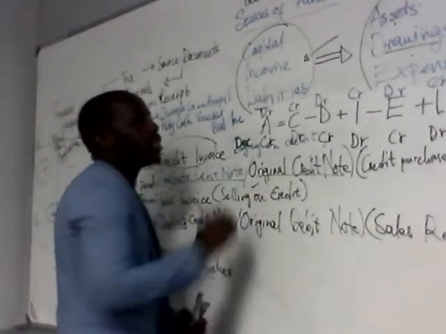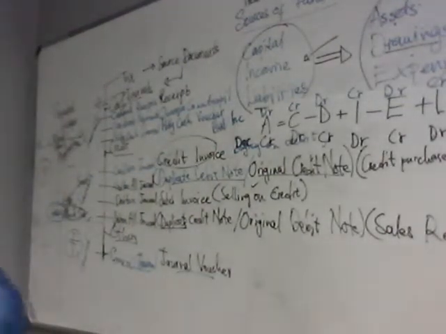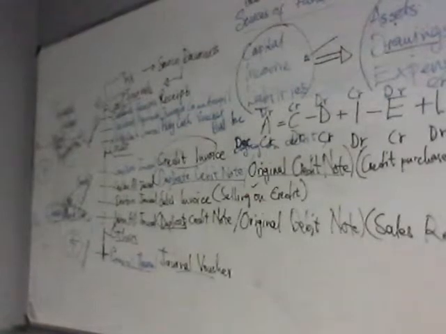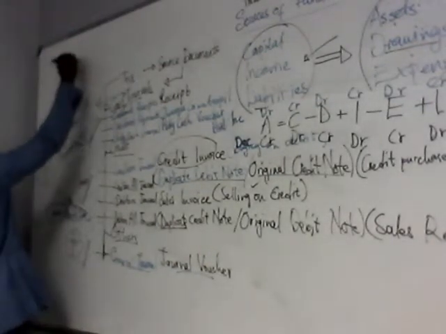These are decreases. Are we together, guys? All right. If we're together, then let's go on. And then after the general ledger, what do we end up having? The trial balance.